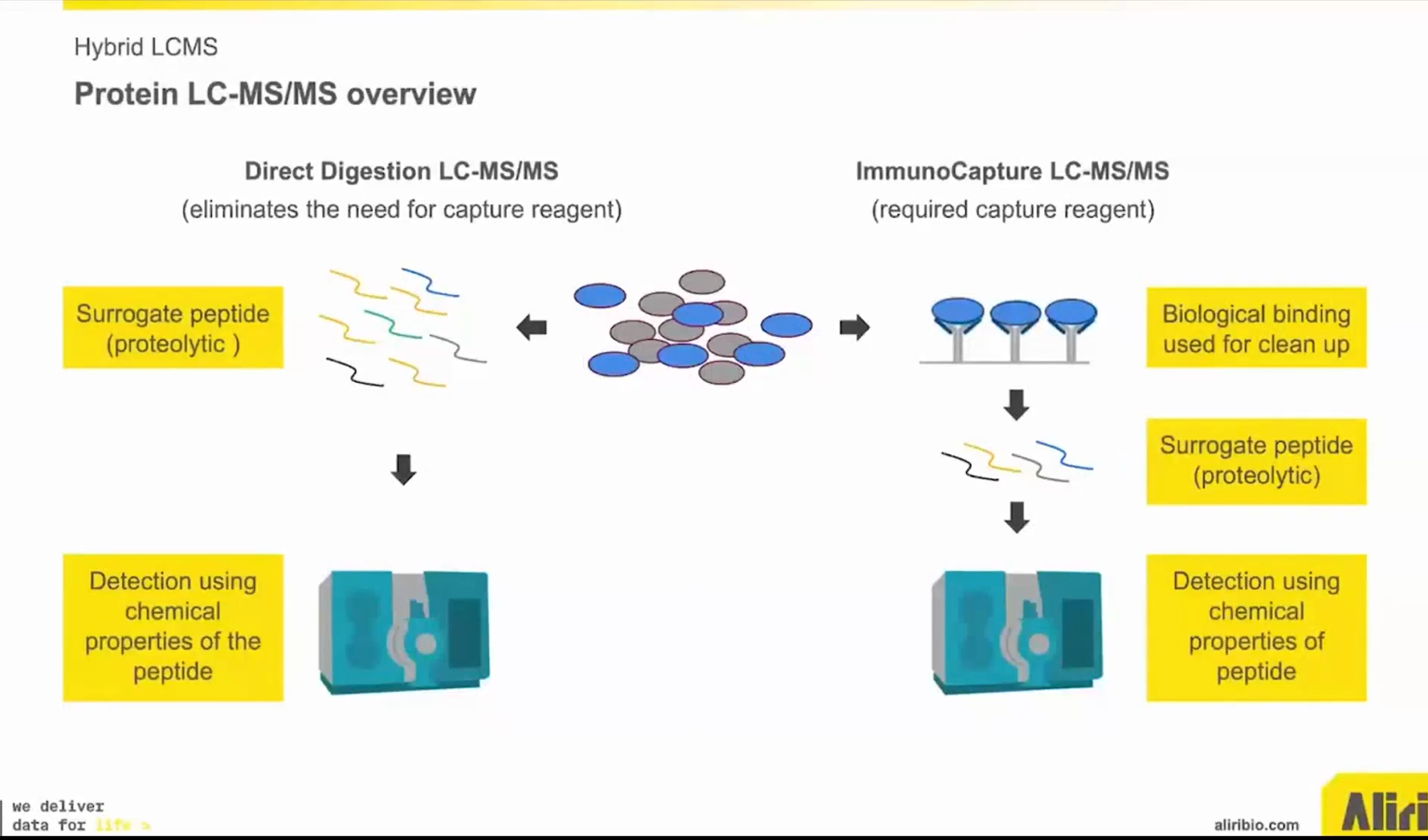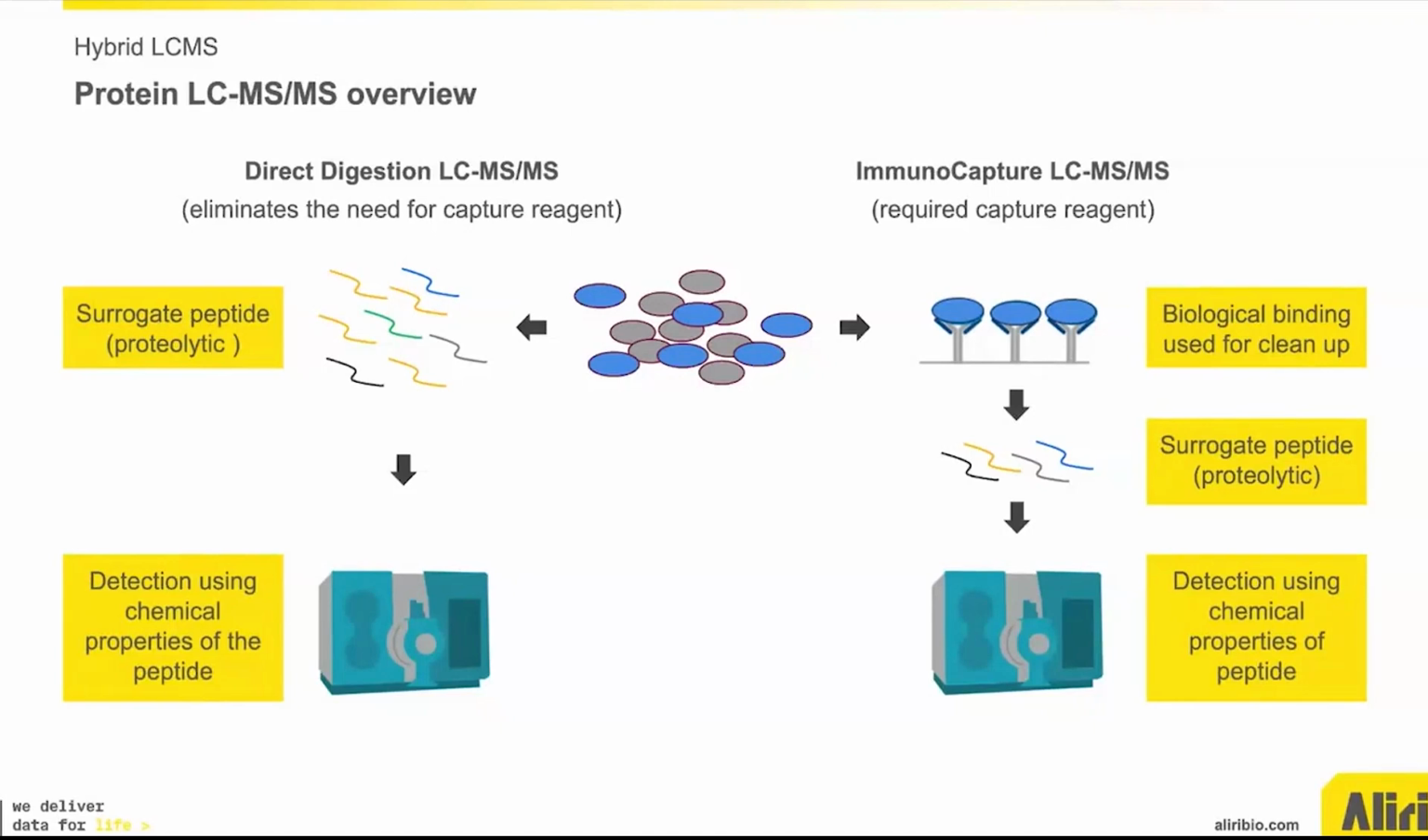The main difference between an immunocapture LCMS or hybrid LCMS approach and direct digestion is that the analyte of interest is first captured by an antibody, which then allows us to wash away any of the exogenous or extra matrix present in that sample, producing a cleaner sample that we can then digest with our proteolytic peptides and then gain detection using the chemical and physical properties of the peptide.